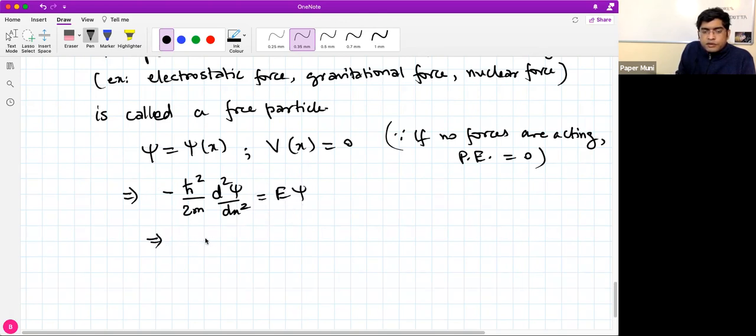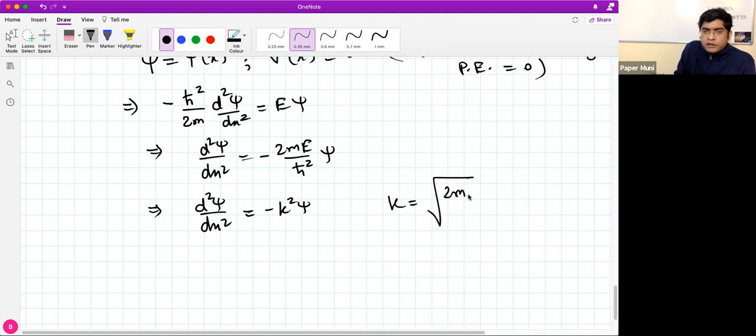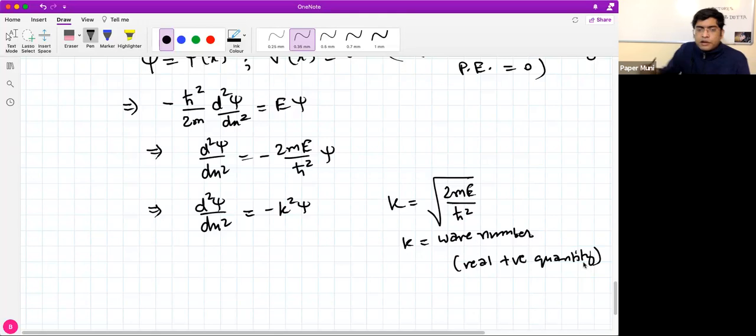Now if you solve it further, what you get is minus 2mE by h cut square times psi. We can rearrange this as minus k square psi, where k square is defined as 2mE by h cut square, and k is the wave number of the de Broglie wave associated with the particle. This is defined as a real positive quantity.